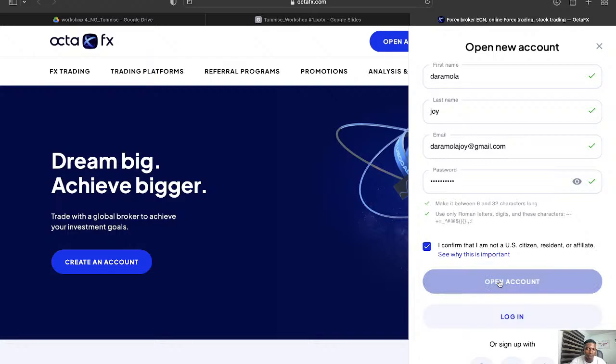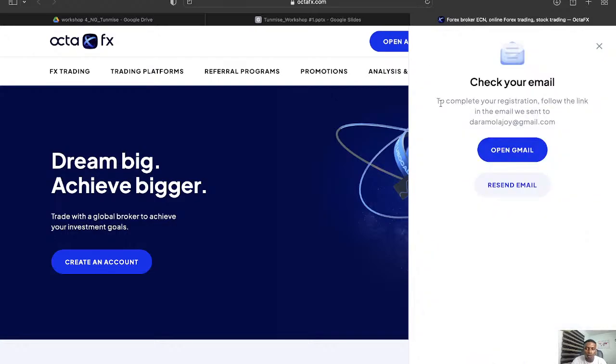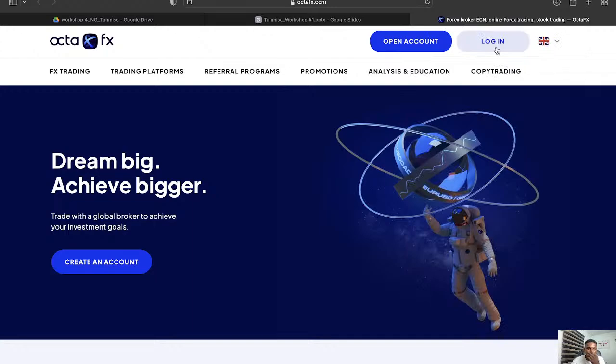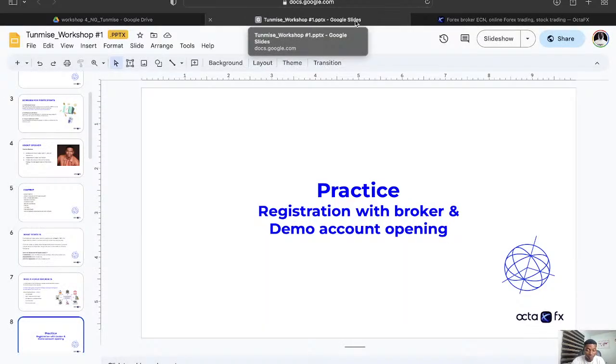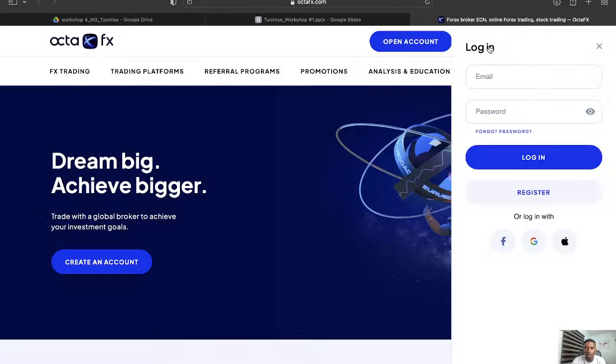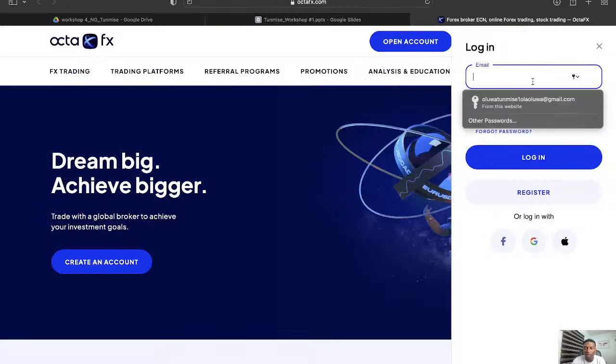When you click open an account, it tells you to complete your registration. Follow the link sent to you, click on the link, and complete your registration. So let's assume you've completed your registration.